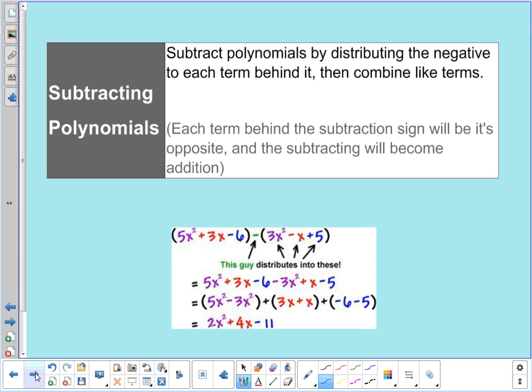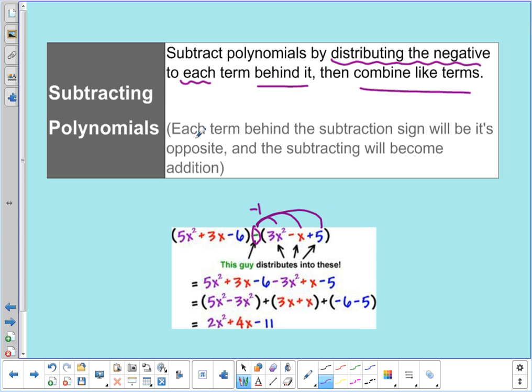So when I'm subtracting polynomials, I need to make sure I distribute the negative that's between them to each term behind it. Then I go back to just combining like terms. So this negative that would be between polynomials goes to every term that's behind it. It doesn't affect the things in front of it. The things in front of it stay the same. But each term behind it needs to be multiplied by -1. It's like having a -1 that you're distributing.